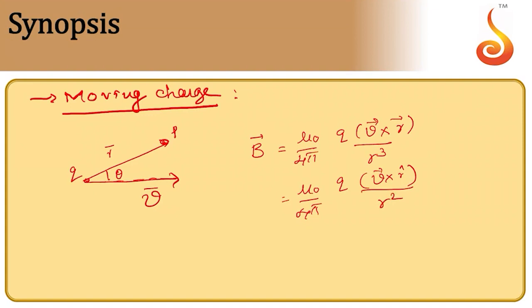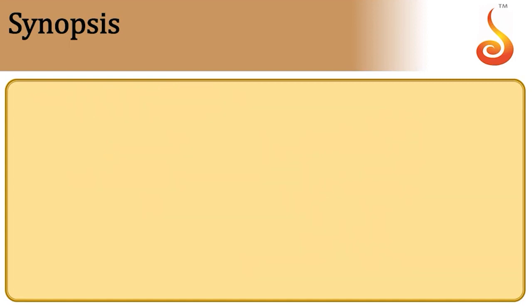Observe that I am multiplying the unit vector of r with the vector v. So, the magnitude of this is given by mu naught by 4 pi q v sin theta divided by r square, where theta is the angle between these two vectors. If I consider flow of charges, it constitutes current, you know. Suppose I consider a current carrying conductor, it produces magnetic field. This is given by something known as Biot-Savart's law.